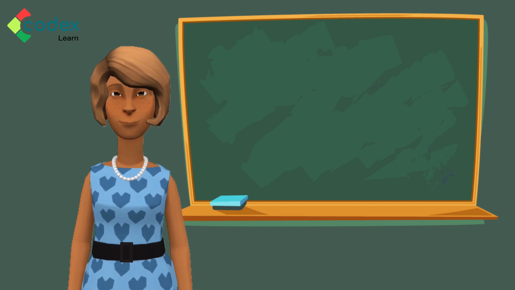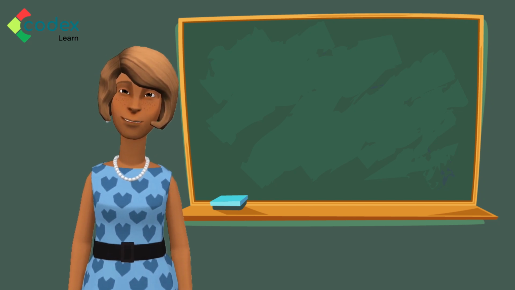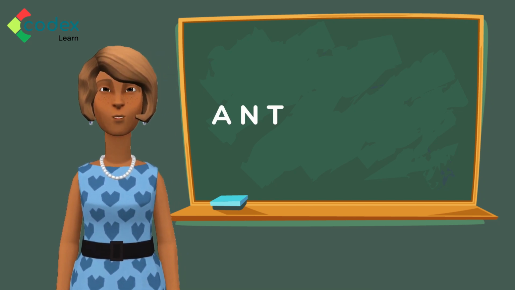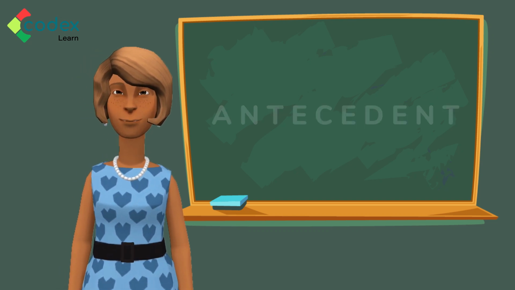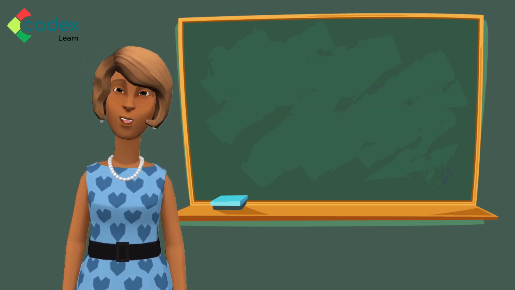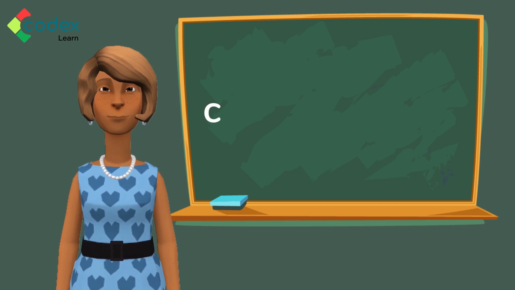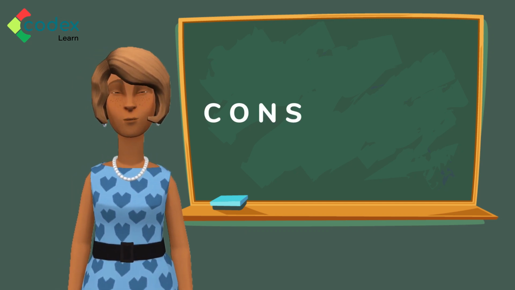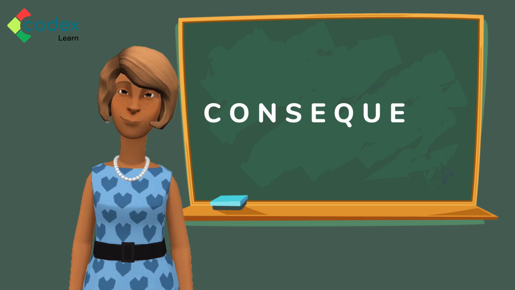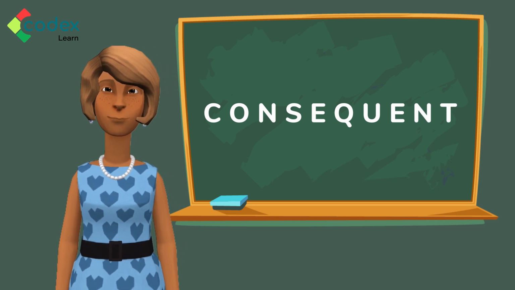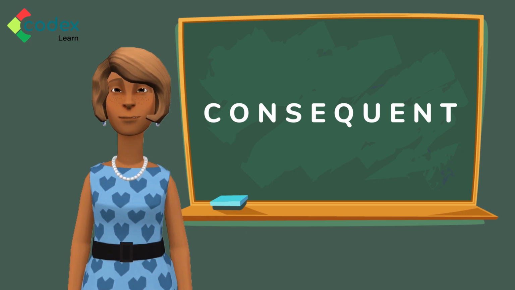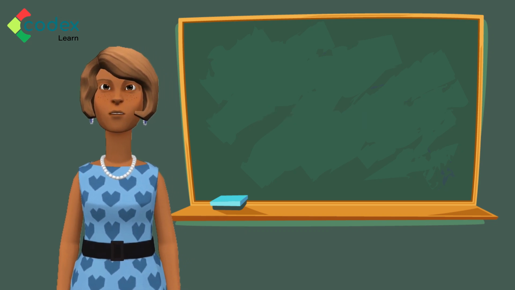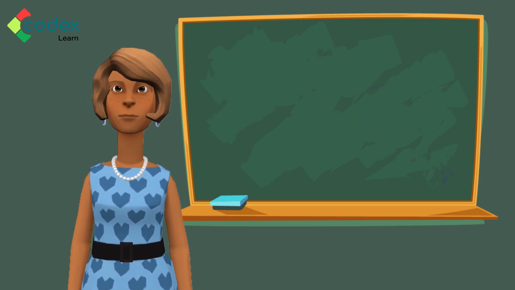The first term is called antecedent, A-N-T-E-C-E-D-E-N-T. And the second term is called consequent, C-O-N-S-E-Q-U-E-N-T. Ratio has no units of measurement.